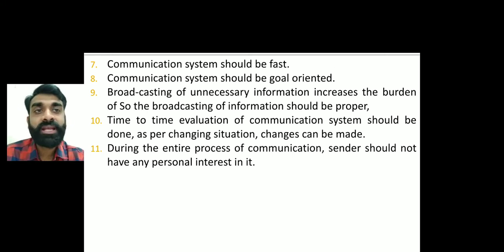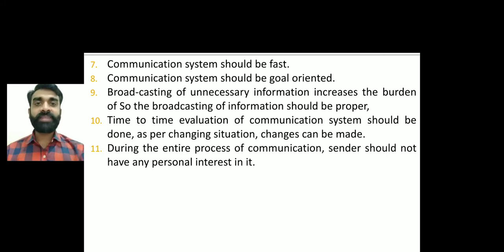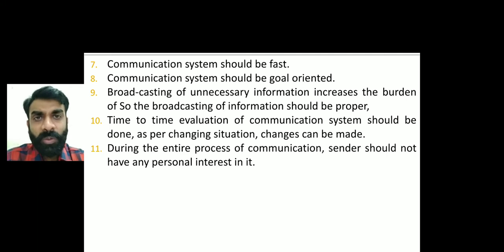Then, broadcasting of information increases the burden, so broadcasting of information should be done in a proper manner, right? Like if I'm broadcasting information, telling people that yes, you need to do this, you need to do that, but it is not going to improve the situation. So whatever information I give, or the sources of information, must be in a proper way, so that the message can be understood by the receiver, right?